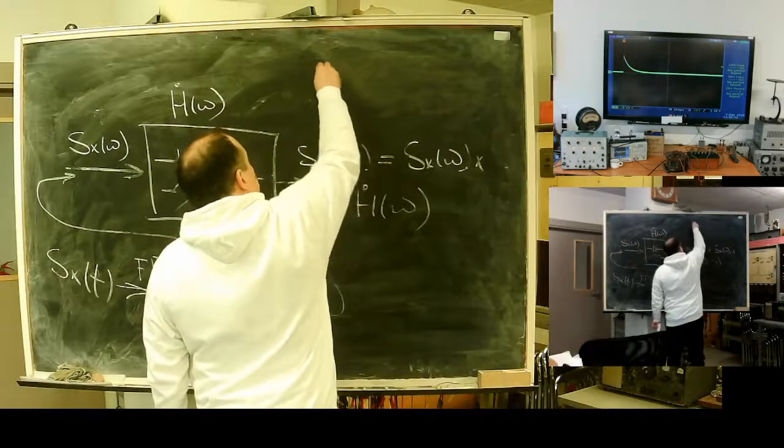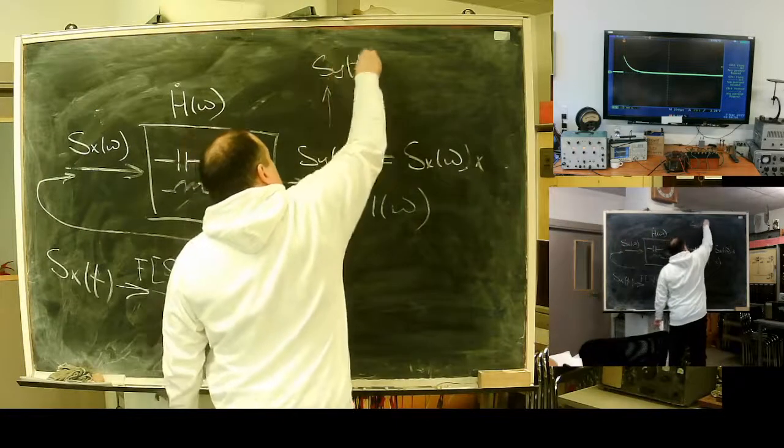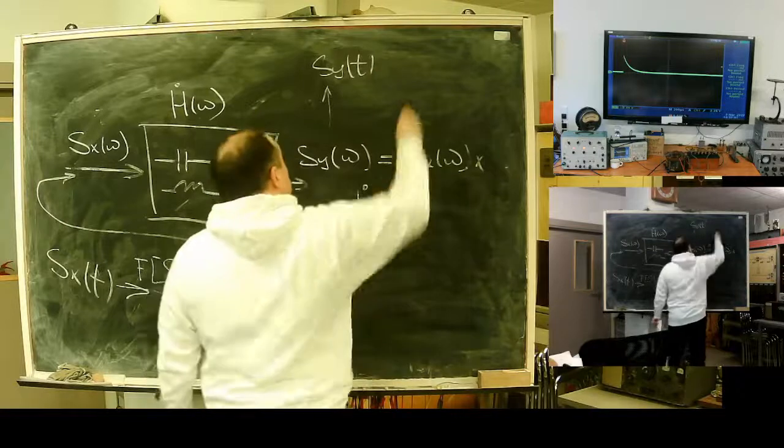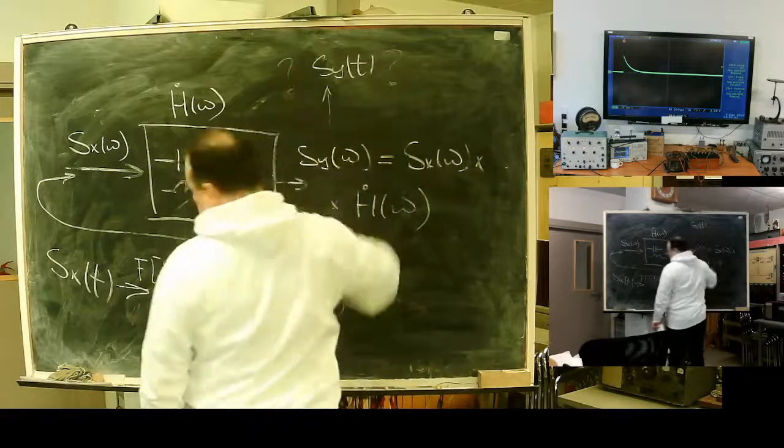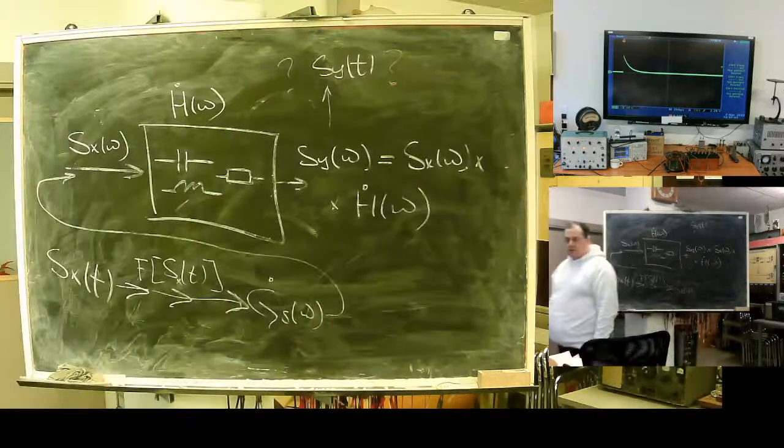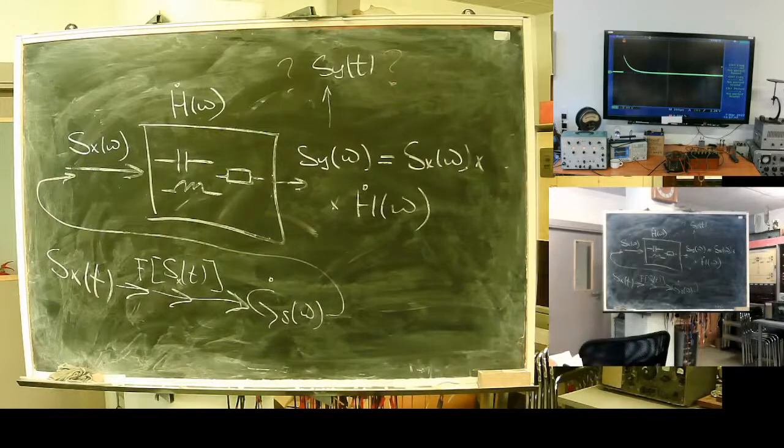How will I get it as a time function? In the imaginable world of the frequency function, everything is perfect. But how do I use it? I'm here. I'm not a function of frequency, I'm a function of time. I live in time.